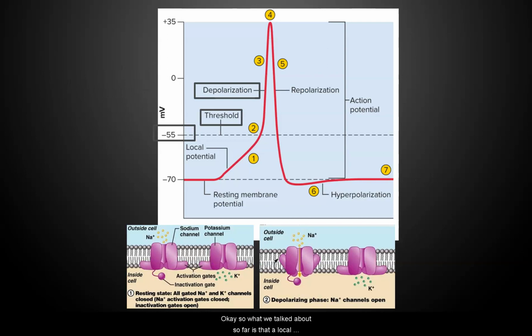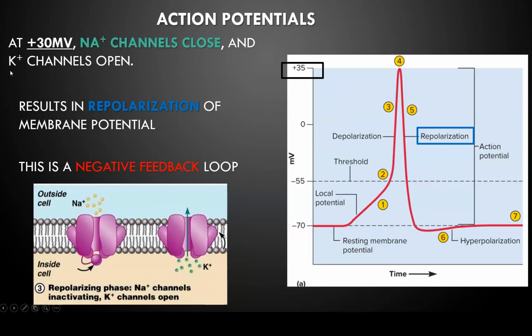Okay, so what we've talked about so far is that a local potential increases the resting membrane potential to negative 55 millivolts, which is called the threshold. At that point, the neuron fires and the voltage-gated ion channels open and depolarization occurs. This occurs until about plus 30 millivolts. You can see up here, all the way up to about plus 35. At that point, the sodium channels close.